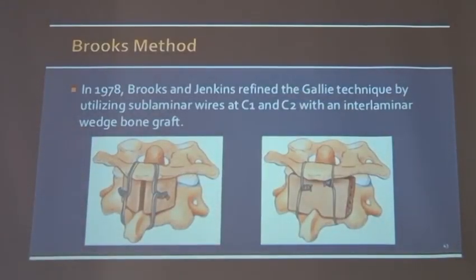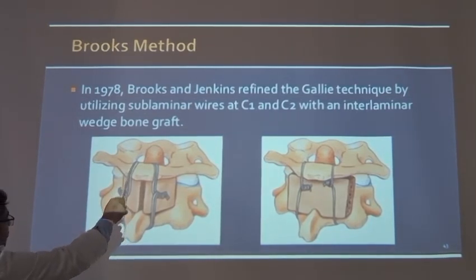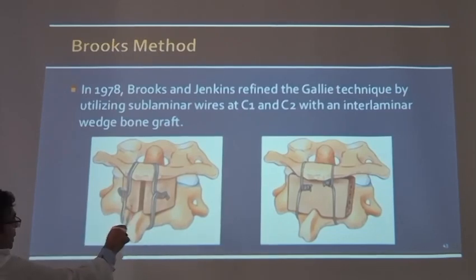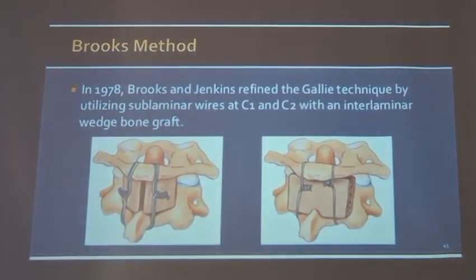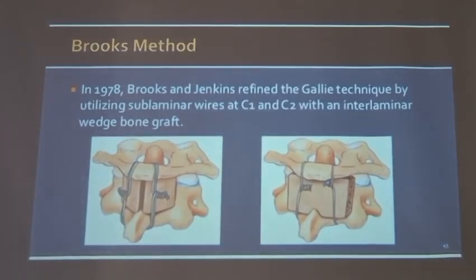Then in 1978, Brooks and Jenkins refined the Gallie technique by utilizing sublaminar wires at C1 and C2 with an interlaminar wedge bone graft. It is the same technique, but here we pass two wires under the laminae, put a graft here and tie it. We can appreciate that here. But still, we can say this is not a proper fixation.